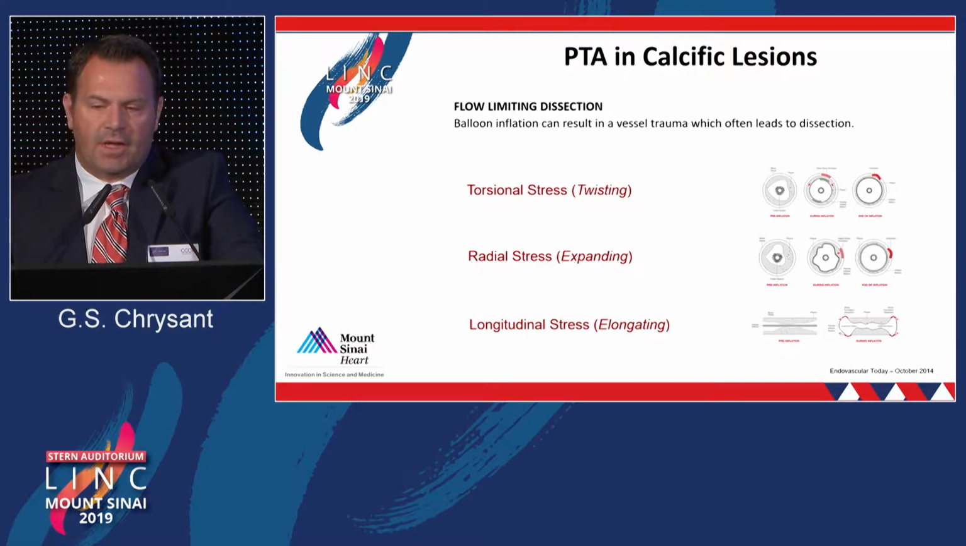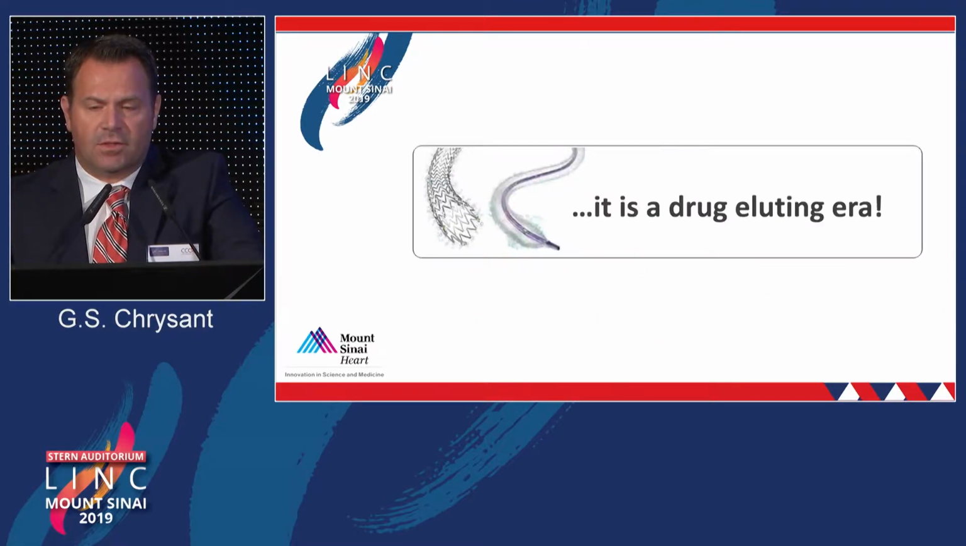So in terms of angioplasty and calcific lesions, there's different mechanisms by which flow-limiting dissection occurs, and it basically follows the pattern of the balloon. So it could happen because of a twist, it can happen because of radial stress from overexpansion, and it could happen in more of a tear or spiral fashion with elongation of the vessel.